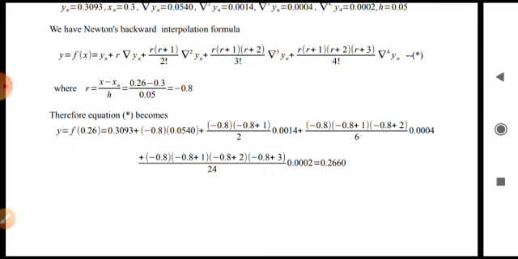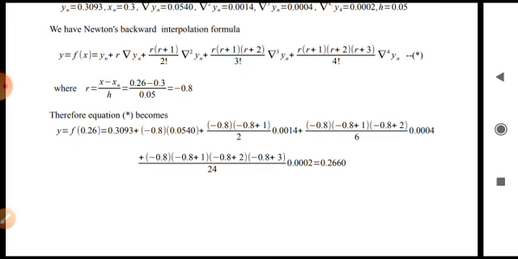0.0014, plus r into r plus 1 into r plus 2, which is minus 0.8 into minus 0.8 plus 1 into minus 0.8 plus 2, whole divided by 3 factorial, which is 6, multiplied by del cube yn, which is 0.0004, plus r into r plus 1 into r plus 2 into r plus 3, becomes minus 0.8 into minus 0.8 plus 1 into minus 0.8 plus 2 into minus 0.8 plus 3, whole divided by 4 factorial, which is 24, into del to the power 4 yn, which is 0.0002.